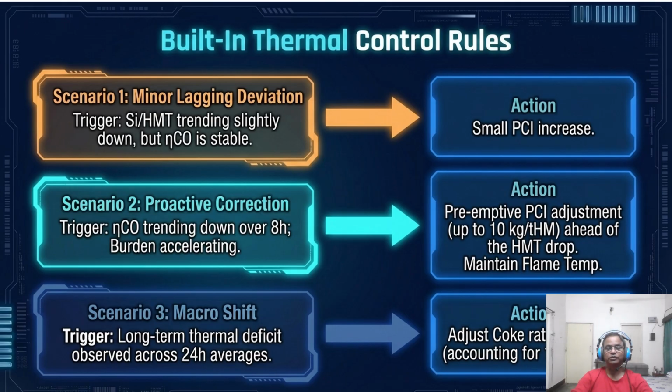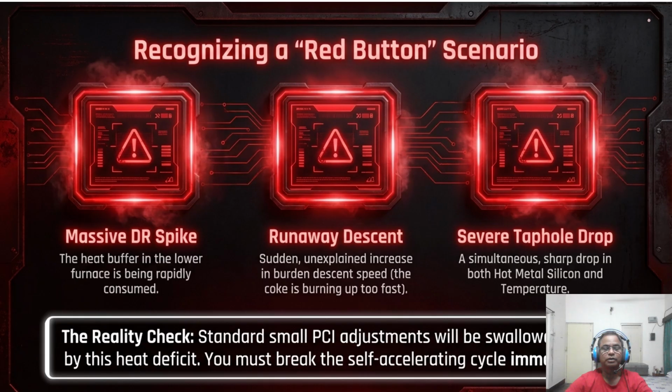And now scenario three: if you see a long-term deficit across the 24-hour average, we have to adjust the coke rate at the top. Most of the time these rules keep us safe, but sometimes the furnace gives us a red button warning. So, recognizing a red button scenario: you need to know when the standard small adjustment would not cut it.